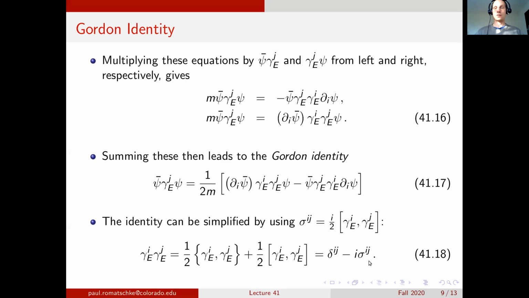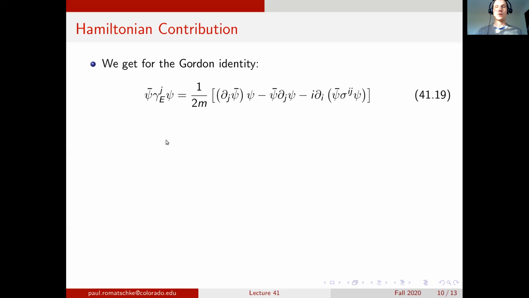Now, if we substitute this expression into the Gordon identity, then the delta term is the same left and right. So we get one contribution that's d i psi bar psi minus psi bar d i psi. And then we have the commutator sigma ij, but this contribution will have a different sign because here we have the ordering ij, and here we have ji, so we get a plus for the contribution proportional to sigma. If we do this, then we get for the Gordon identity the following result, where we now have a single derivative acting on the combination psi bar sigma ij psi.